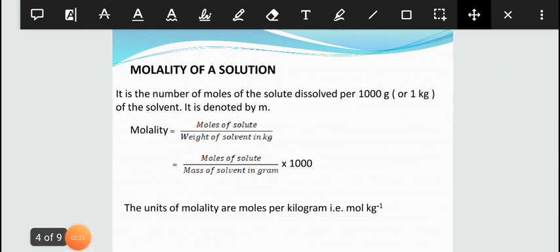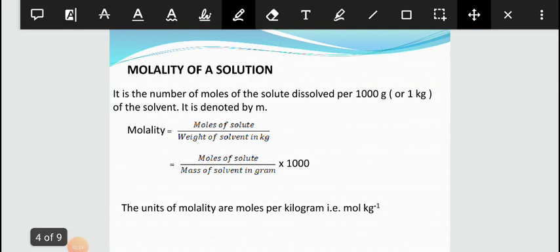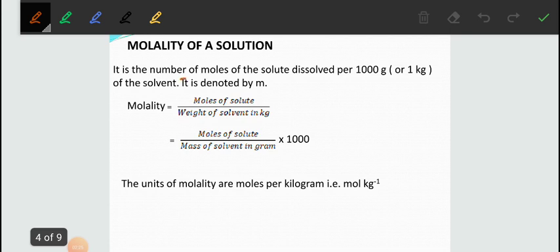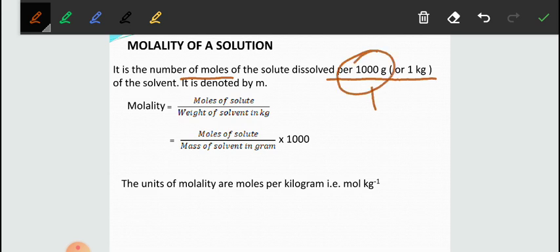Now the next one is molality of the solution. What do we mean by molality? Molality is the number of moles of the solute dissolved per 1000 gram or 1 kg of the solvent. In molarity there was volume, here we are having mass, or I can say weight, of the solvent. One key thing to remember is that it is the mass of the solvent.